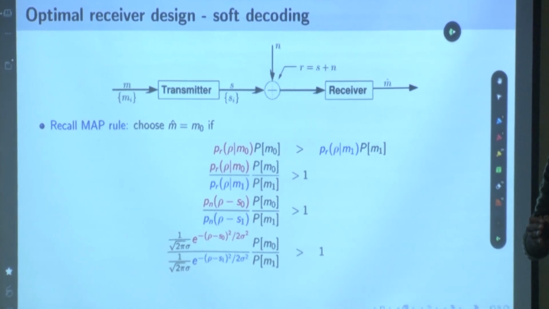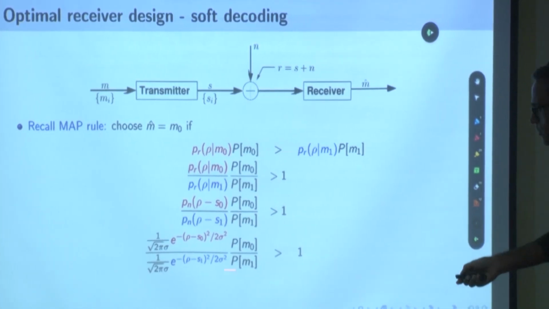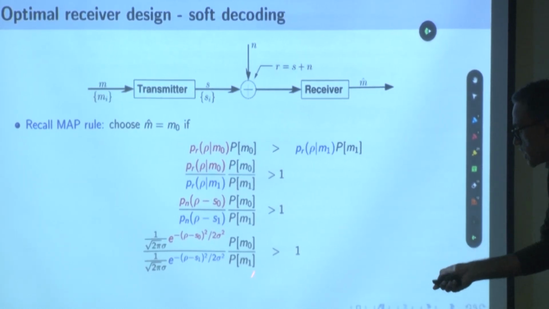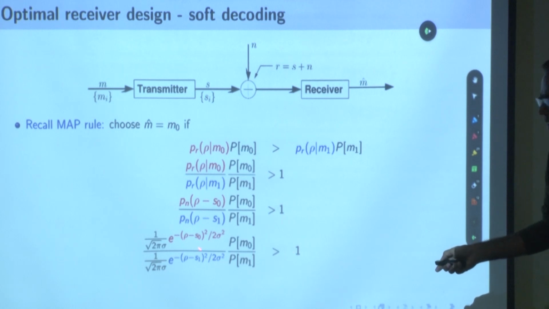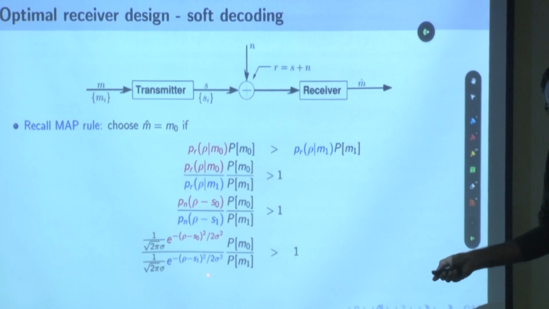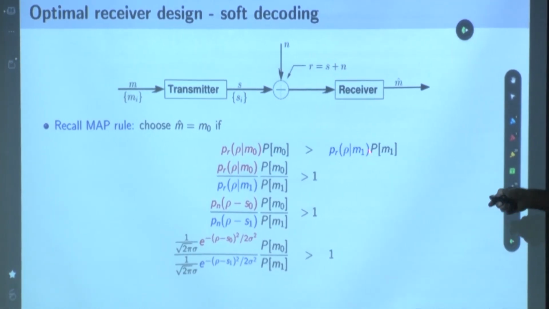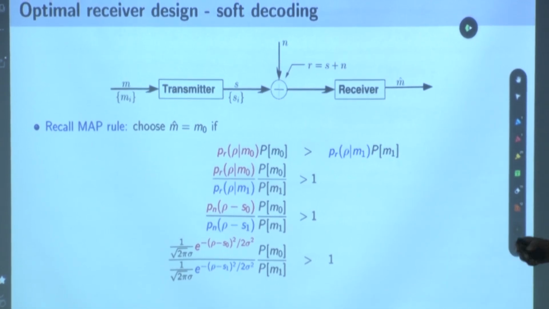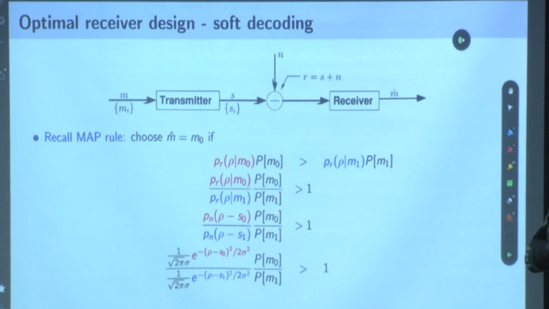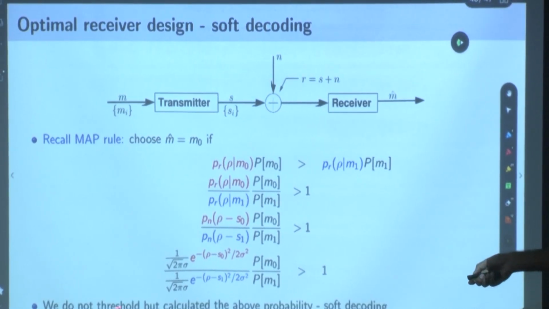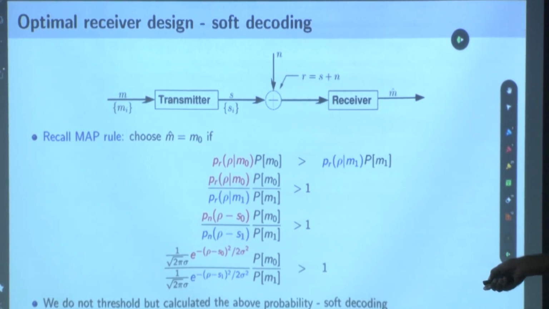Now, if I want to threshold this ratio, that will become my hard decision rule. How will that happen? If this ratio is greater than 1, the message signal is S0. If this is less than 1, the message signal will become S1, because it is rewriting the same thing in a different form. But instead of thresholding this, what am I doing here? I will keep these probabilities as such. We do not threshold, but calculate the above probability. And what is this?